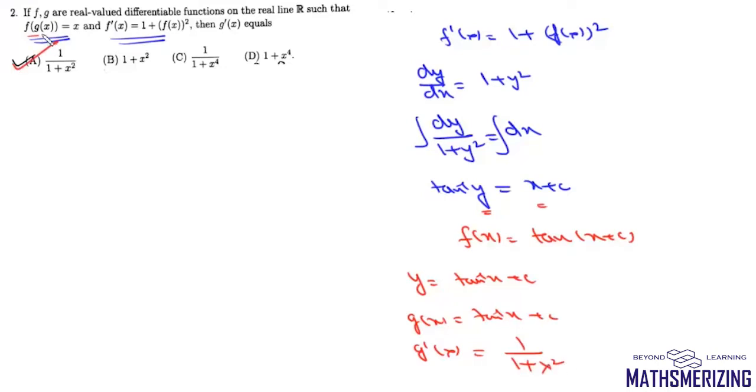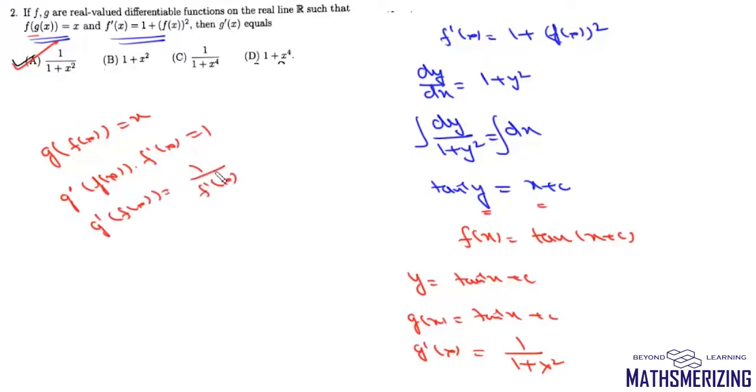Now another way of doing the same problem can be, we can write f of g(x) equals x, then f and g are inverses of each other. We can also write g of f(x) is equal to x. Now if we differentiate, we can write g dash f(x) into f dash x is equal to 1, then g dash f(x) will be 1 upon f dash x. Now f dash x is 1 plus f(x) whole square. Now we'll replace f(x) with x, we'll write g dash x as 1 upon 1 plus x square, and that again is option number A.